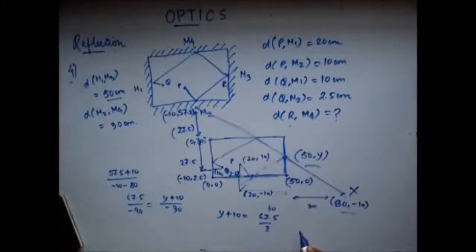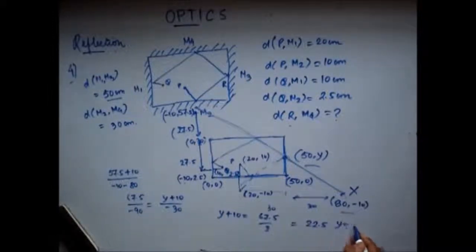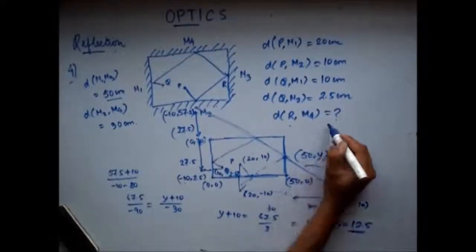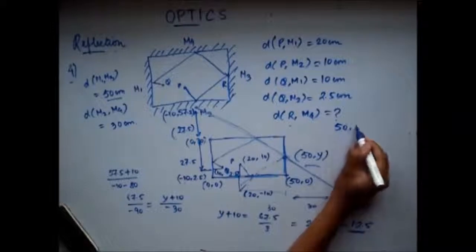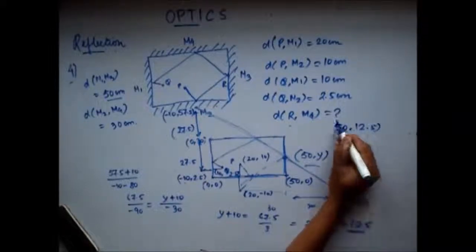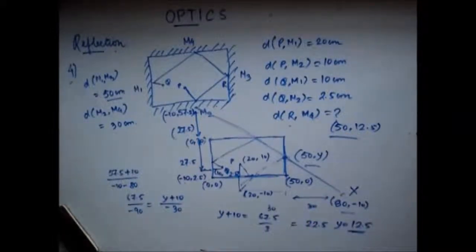Sorry, I think I made some mistake here. Let's see. No, I think it's correct. This is equal to 22.5, or y is equal to 12.5. So my R is equal to 50, 12.5. Okay, so this is my answer.